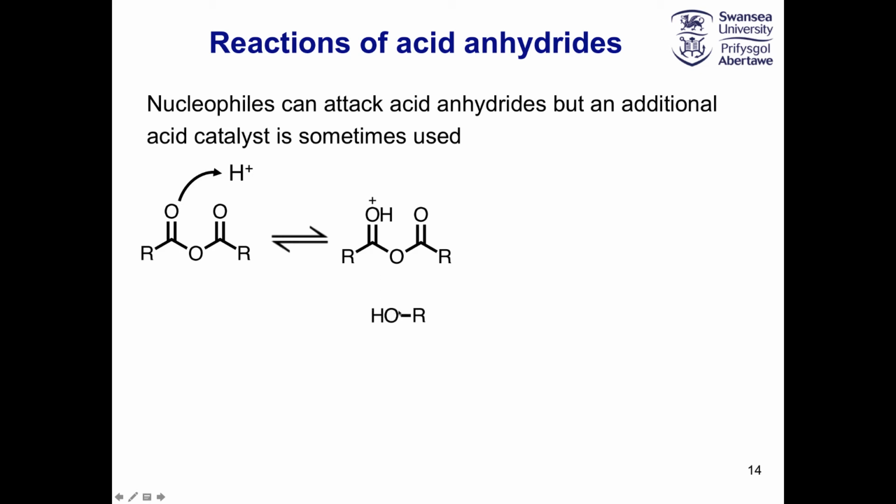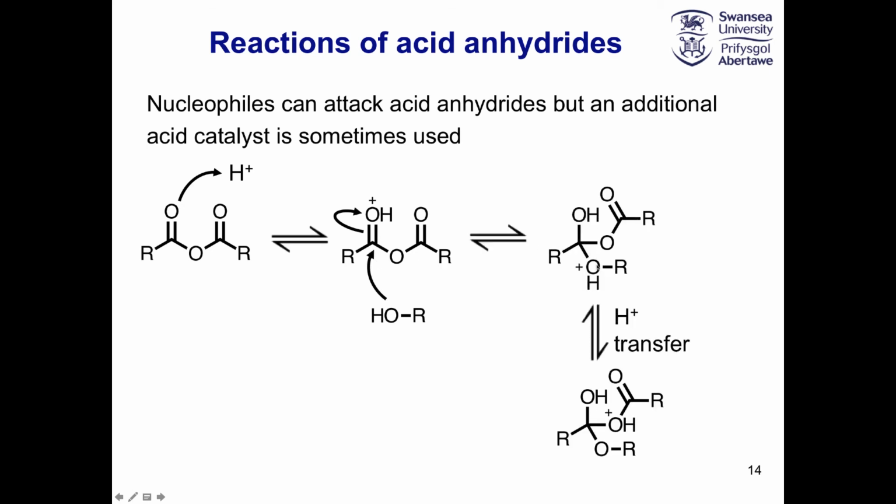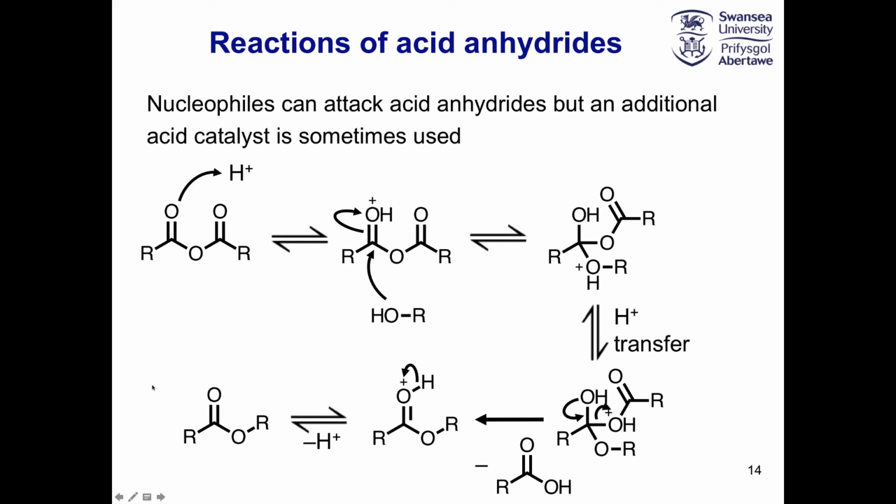The nucleophile can then come in as usual, generating this species, and now proton transfer from this oxygen to this oxygen generates this species. Electrons flow back down as before to generate this, expelling the carboxylic acid, and then I'll just show that OH bond. We get deprotonation to generate the product.